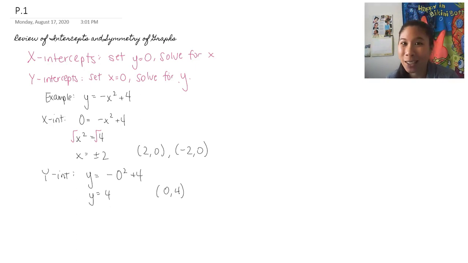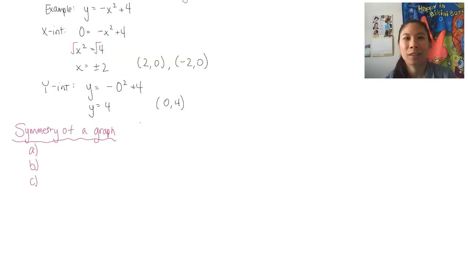So then moving on to symmetry of graphs. When we talk about symmetry of a graph, there are 3 different types. So we want to look at symmetry with respect to the x-axis, the y-axis, and the origin.